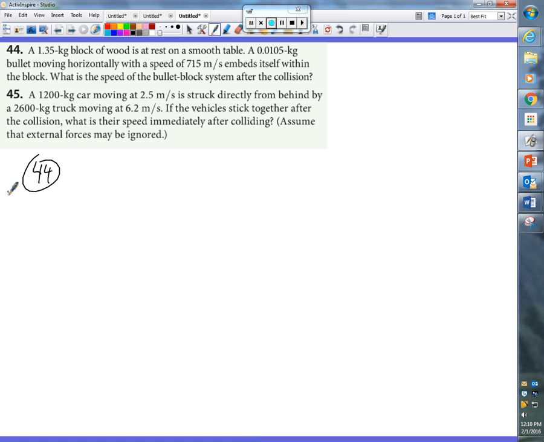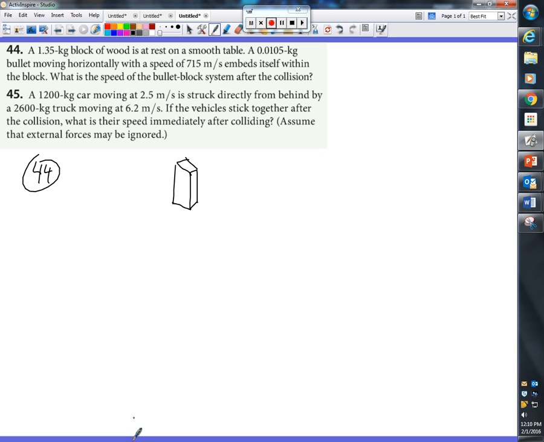we have a 1.35 kilogram block of wood at rest. So block of wood there, totally at rest on a smooth table, meaning no friction. Then a 0.0105 kilogram bullet moving horizontally with a speed of 7.15 embeds itself within the block. What is the speed of the bullet block system after the collision?